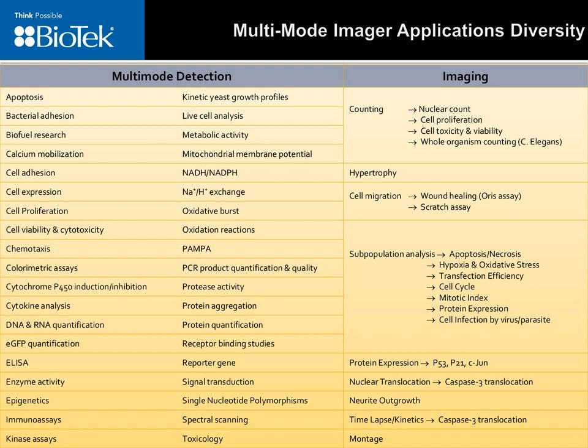Here's a table of some examples of the broad application space which is accessible when using a multi-mode imager. It's clear here that the avenues you can use to approach your research are nearly limitless, including some of the more basic applications, cell proliferation, colorimetric assays, ELISAs, as well as some more complicated assays such as gene reporter assays and toxicological studies, as well as the ability to run a number of imaging applications such as cell counting and cell migration assays.